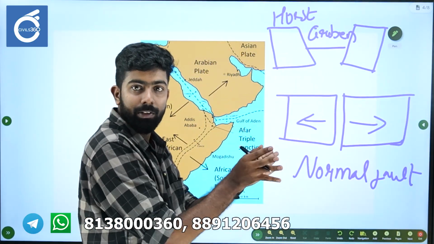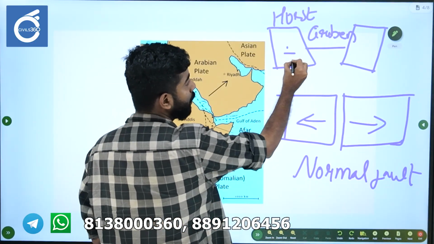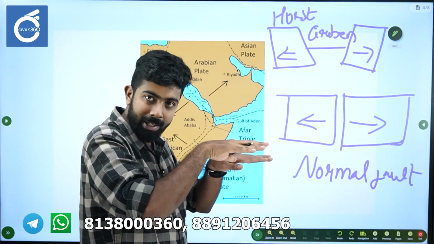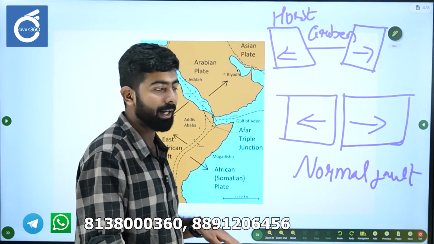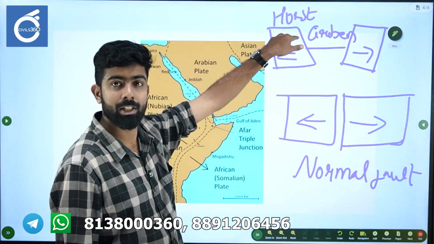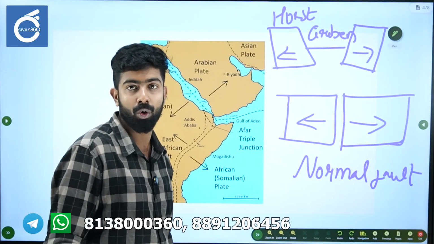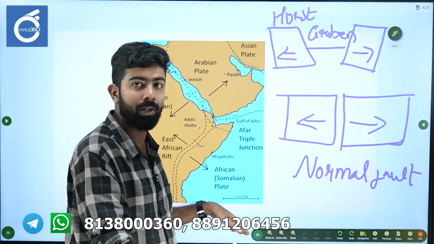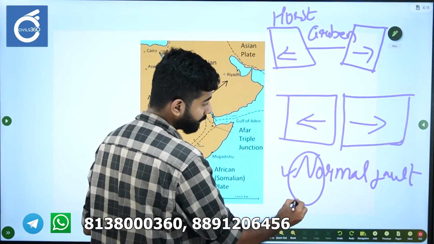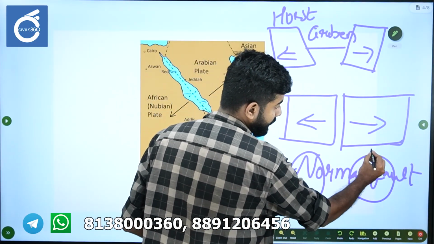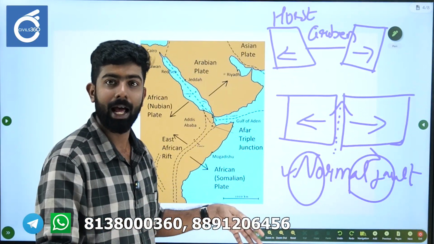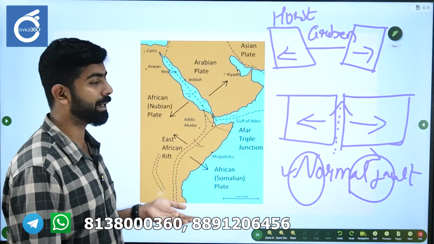What happens? The two plates move away from each other, and the other portion will subside, right? The subsided portion is known as graben, and the uplifted part is known as horst. When these plates separate, you have the divergent mantle currents here, right? So the magma seeps outside, and that's how a volcano happens in these plate boundary regions.